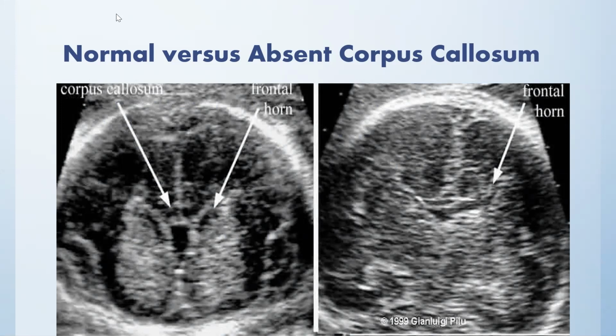On the left, we have a normal axial view of the neonatal skull, the cranium. And on the right, we can barely see the space of the corpus callosum, and we can see that the frontal horns have curved outward and almost resemble the wings of a bat. That's why we call it the bat-wing shape.